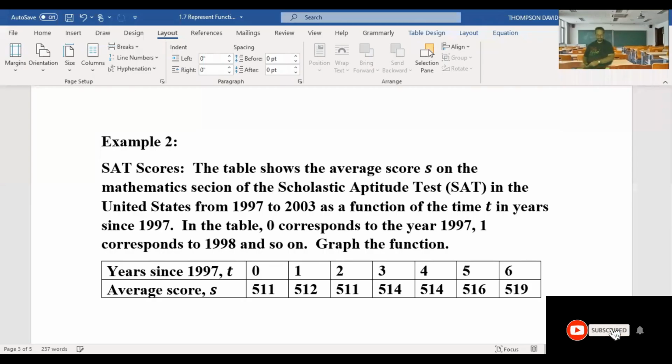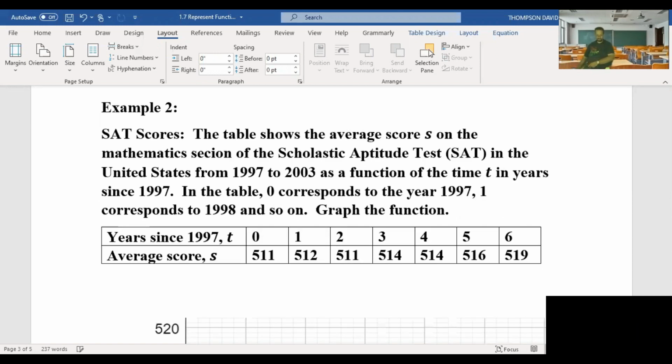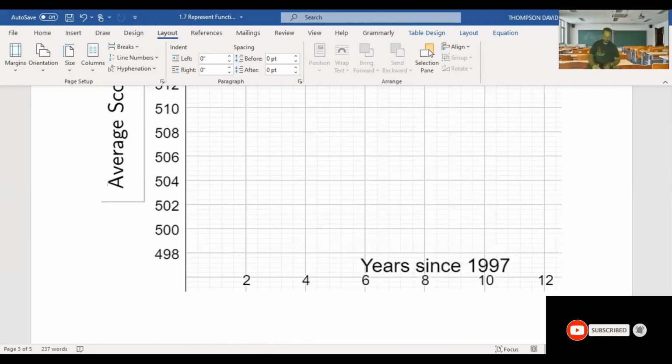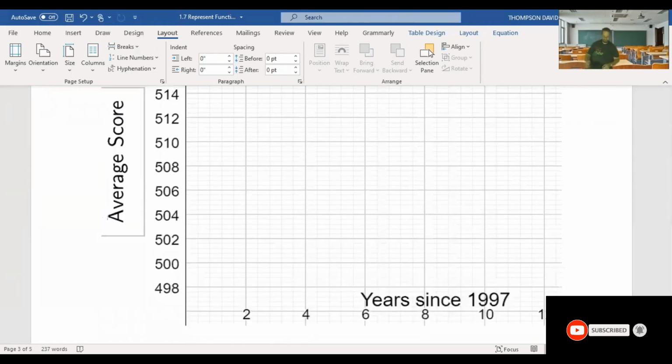Example 2, SAT scores. The table shows the average scores S on the mathematics section of the Scholastic Aptitude Test, SAT, in the United States from 1997 to 2003 as a function of the time t in years since 1997. In the table, 0 corresponds to the year 1997, 1 corresponds to 1998, and so on. Graph the function. So we're going to graph 0 and 511. So 0 and 511 would fall here in the middle.